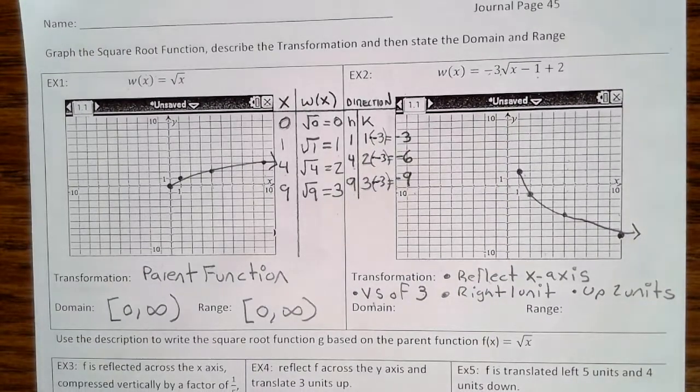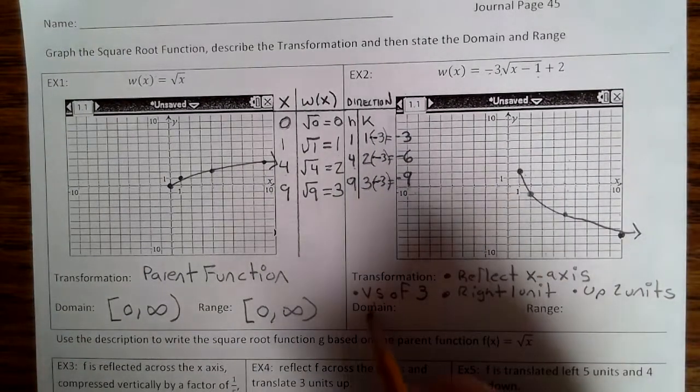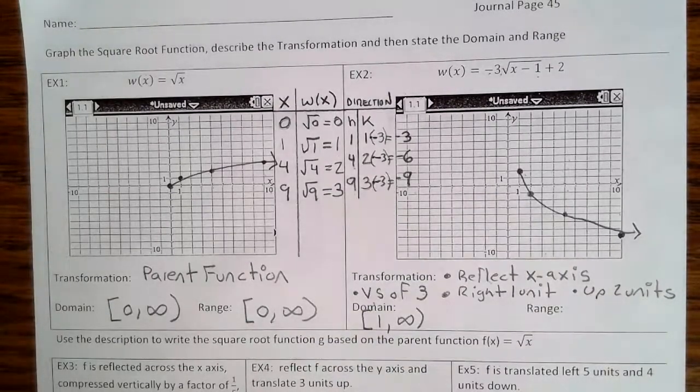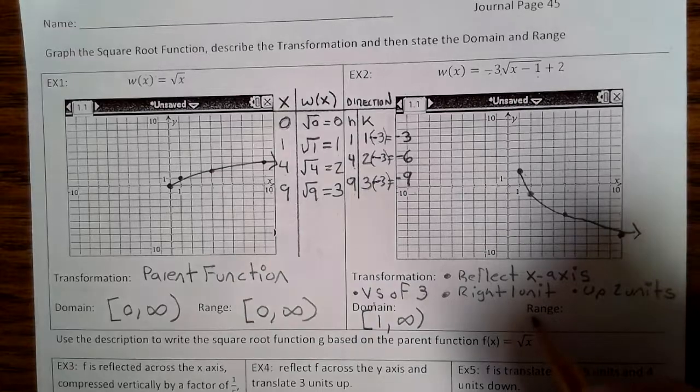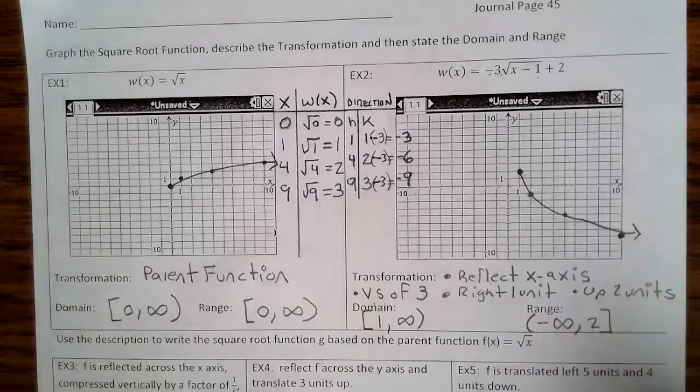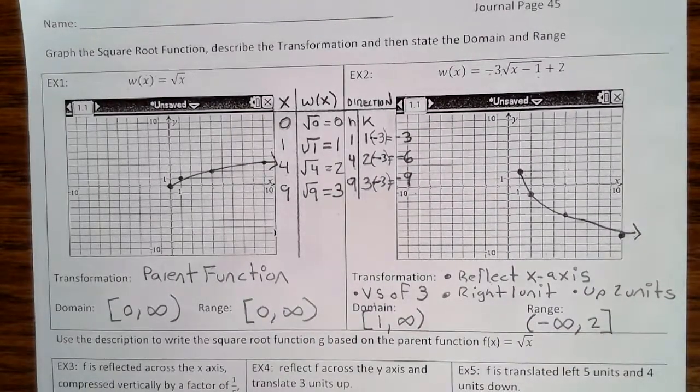Okay. Domain is going to be bracket 1 to infinity. But now here, because we're reflected, for range we're coming from negative infinity to 2, bracket. Okay, go and finish up example 2.